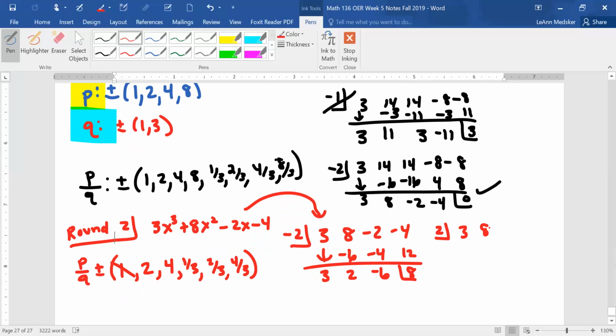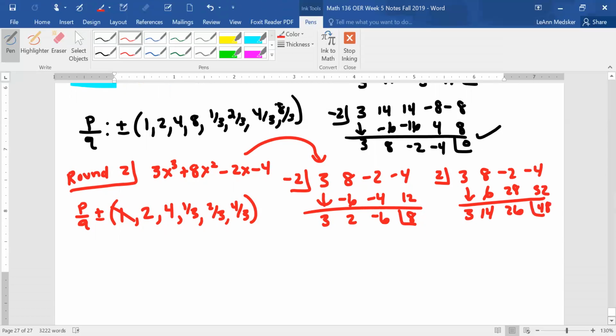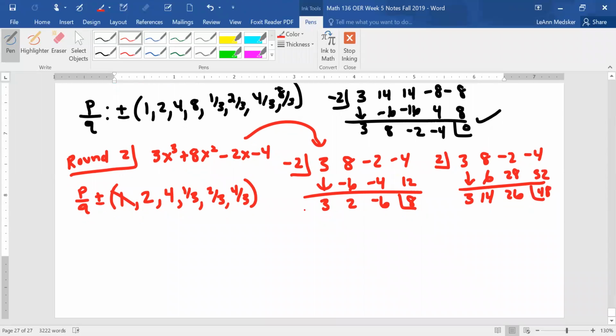So that's 3, 8, -2, -4. That would be 6, and then 14, multiply. That is 28. That's 26. That's 52, and that's 48. That's even worse. That's much farther away from 0. So usually when this happens, I jump in and try a few fractions. It doesn't hurt anything. So let's try maybe 2/3, because that's sort of in the middle of my group.